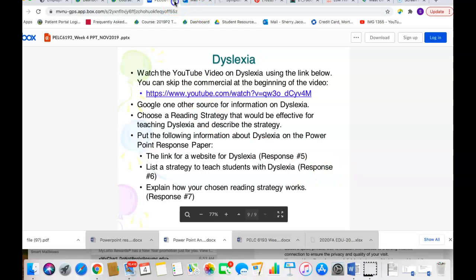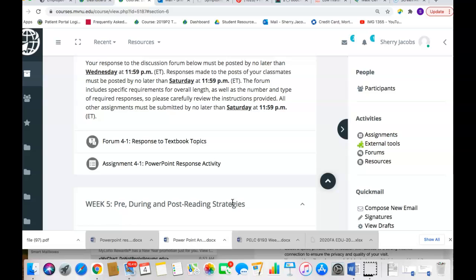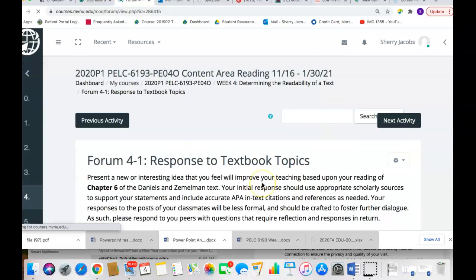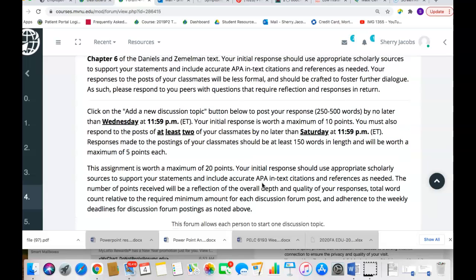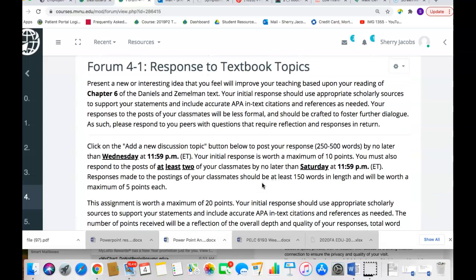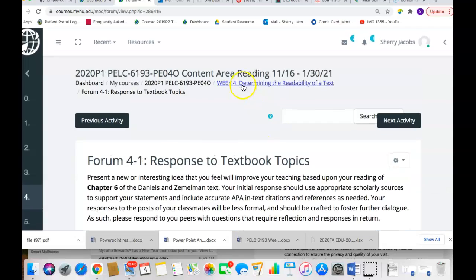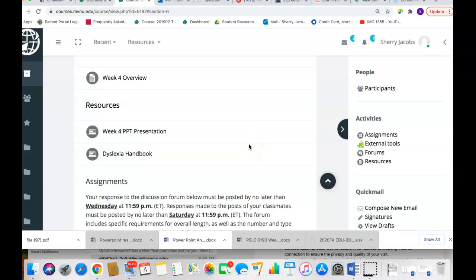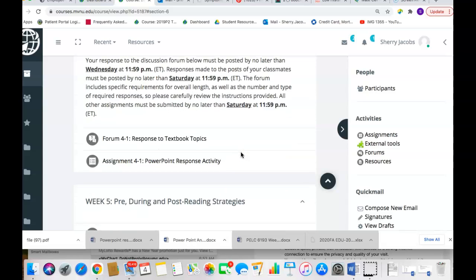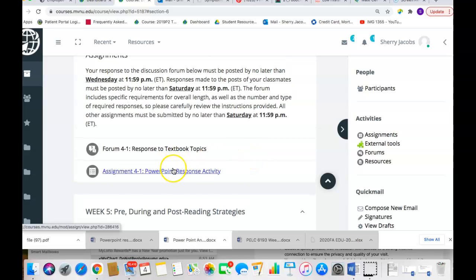So we're going to get out of that. Forum 4.1, you will again be talking about a new or interesting idea that you feel will improve your teaching based upon your reading of chapter 6. And everything is still the same as far as the forum responses. These will stay the same all during the 8-week class. This class is more like 11 weeks though, because we have 3 weeks of break built in there. But none of you are upset about that.